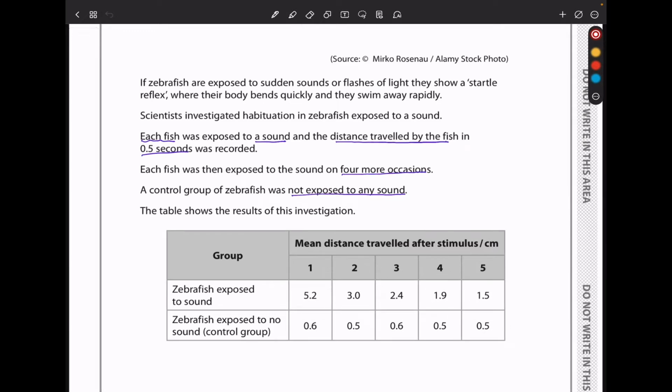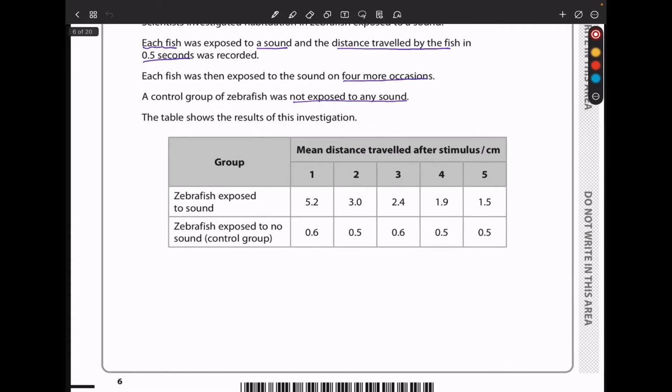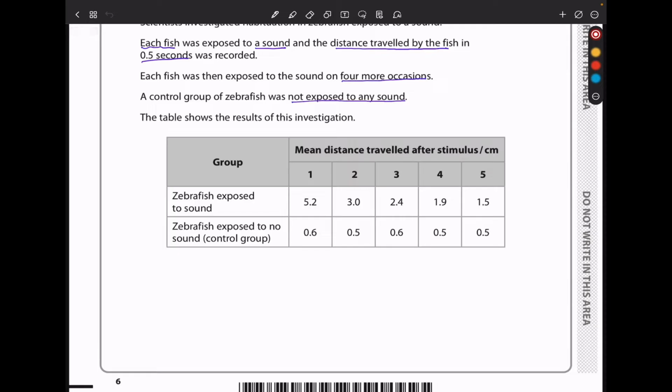Scientists investigated habituation in zebrafish exposed to a sound. Each fish was exposed to a sound, and the distance traveled by the fish in 0.5 seconds was recorded. Each fish was then exposed to the sound on 4 more occasions. A control group of zebrafish was not exposed to any sound. The table shows the results of this investigation.